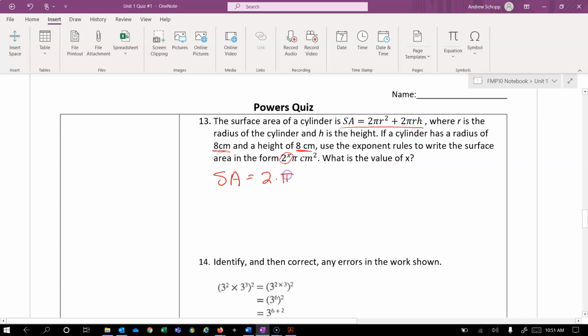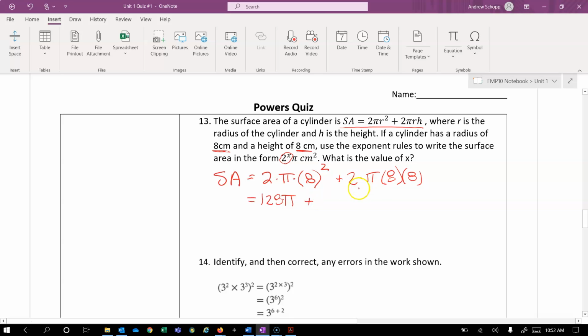Most people would just substitute in r, which is 8. So 2 times pi times 8 squared. And then we're adding 2 times pi times r, which was 8, and times h, which is also 8. And we can simplify this a little bit. So we have pi, which we don't really want to change. We have 2 times 8 squared. Well, 8 squared is 64. And we have 2 times 64, which gives you 128 times pi.